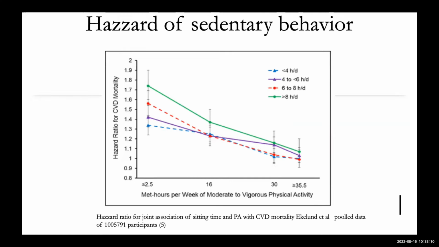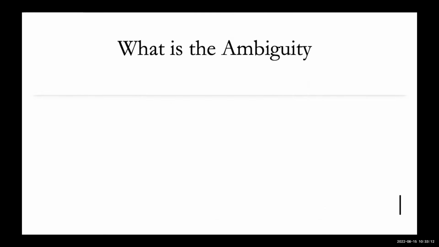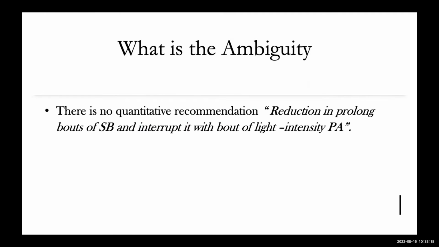And this is a large cohort study of 1 million patients. So where is the ambiguity here? I mean, we are very clear sedentary behavior is bad. So why are we so ambiguous about it? First, there is no quantitative recommendation. That means how much of sedentary behavior is bad? Is it 30 minutes? Is it 40 minutes? Is it 6 hours, 5 hours, 8 hours?